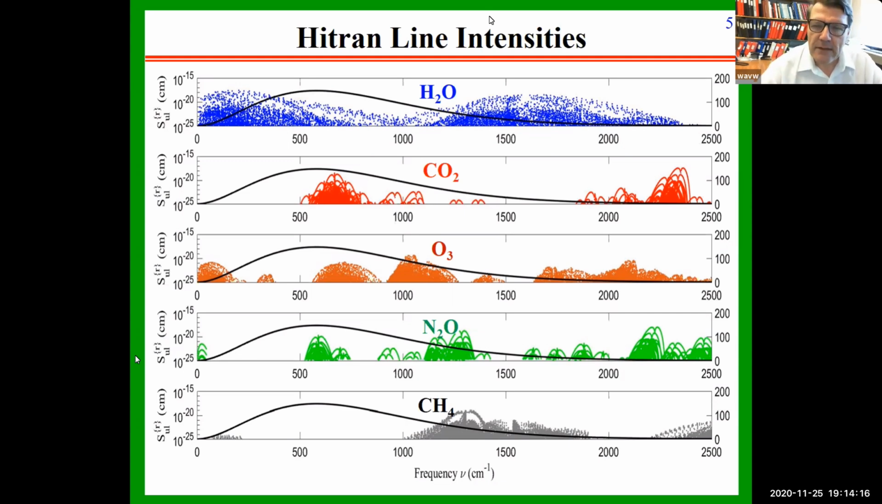Next, let's look at CO2. Notice that the CO2 has a lot of lines around 650 wave numbers, and this is very close to where that black line has its maximum. And that is why CO2 is so very important when you talk about global warming. It also has some transitions around 2300 wave numbers. Those are not very important because not much heat is produced by that black curve.